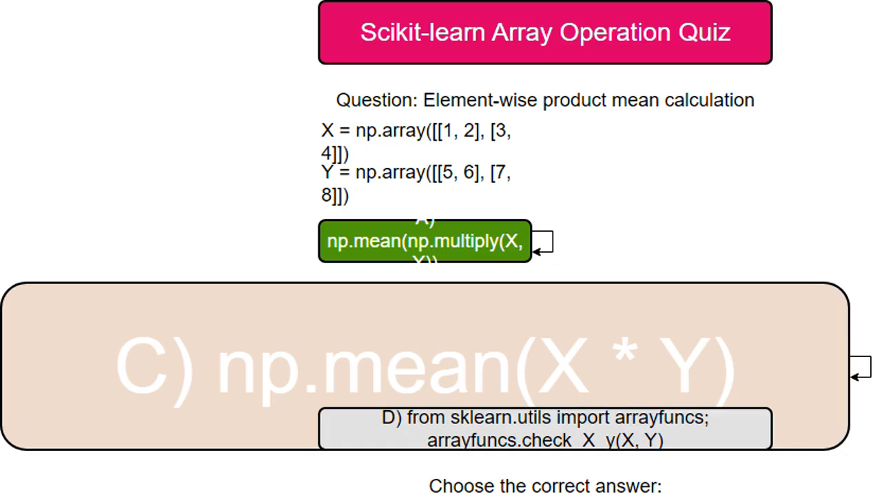This option is a more concise way to achieve the same outcome as option A in NumPy. The asterisk operator is overloaded to perform element-wise multiplication. It computes the mean of the result of element-wise multiplication of x and y.